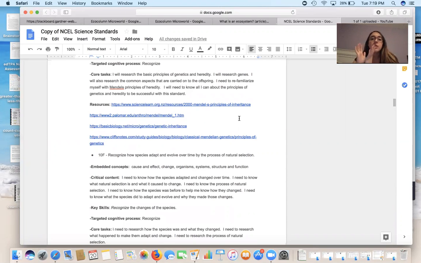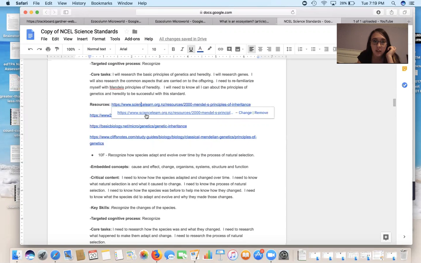You need to research the basic principles of genetics and heredity. You need to research genes. You need to research the common aspects that are carried on to the offspring. You need to refamiliarize yourself with Mendel's principles of heredity. And you need to know all you can about the principles of genetics and heredity to be successful with this standard. So let's look at a few of our resources here.